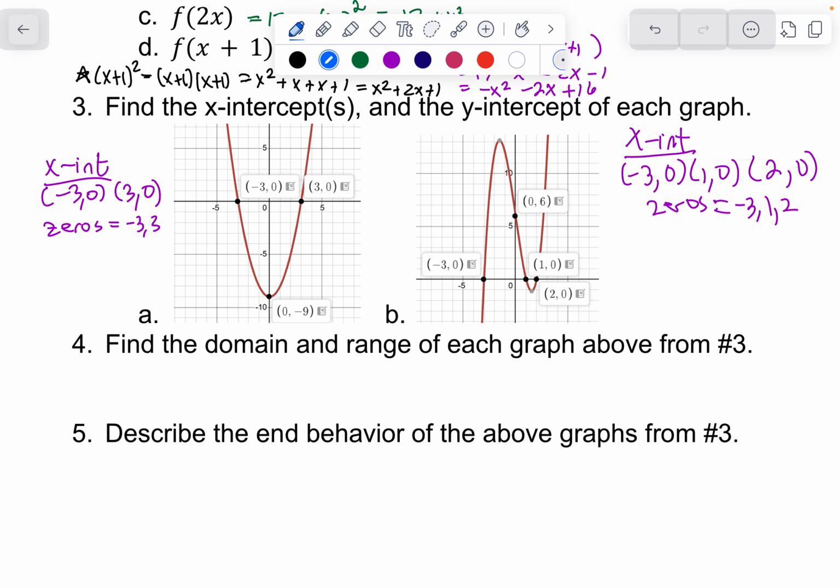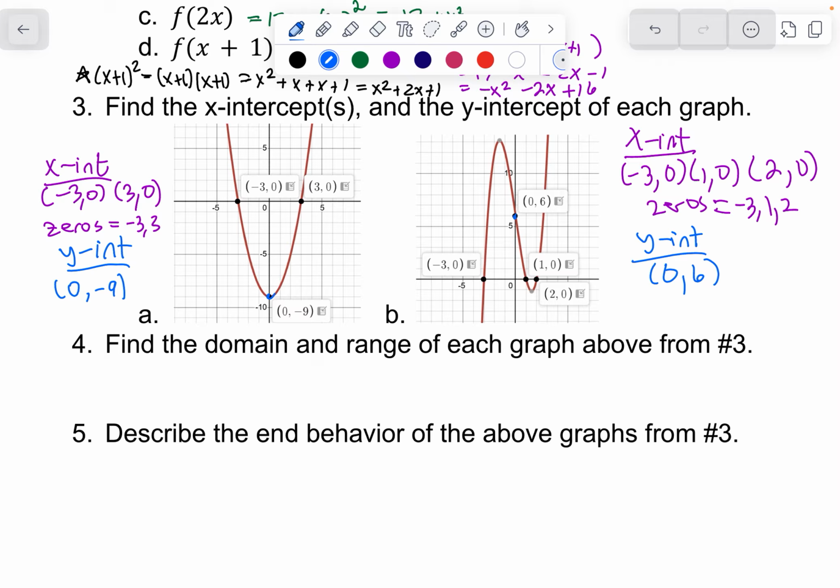Now, zeros or x-intercepts are where we hit the x-axis. Y-intercepts are where we hit the y-axis. If it's a function, there should only be one of those, and these are functions. So the y-intercept is the point (0, -9). It doesn't really have its own special term for it. It's just the y-intercept. And in this one, that would be this point right here, which is (0, 6). So that's how you find the intercepts from the graph.